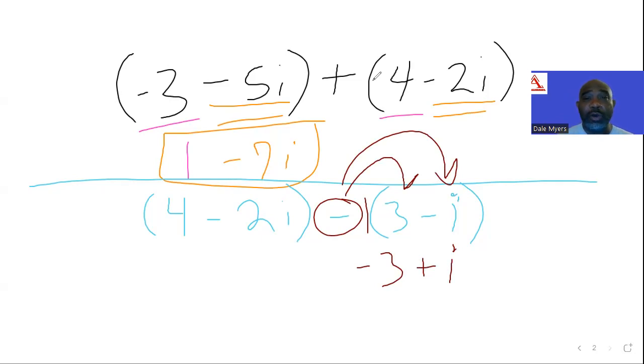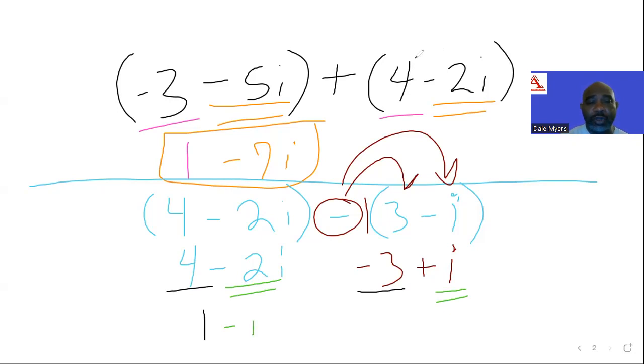And now we're just going to simply bring down the other side, 4 minus 2i. Now let's combine like terms like we always do. 4, here's my real part, 4 minus 3, that's just 1. And finally, negative 2i plus 1i, negative 2 plus 1 is negative 1i. We just write that as negative i.